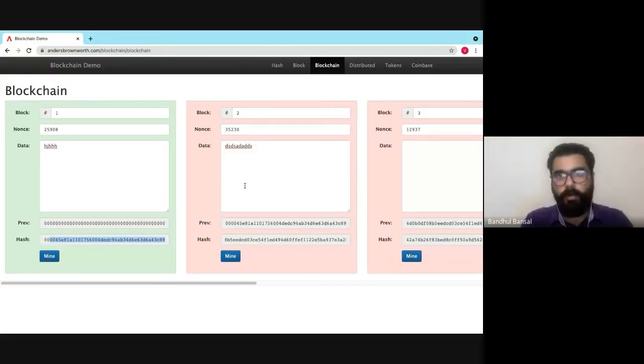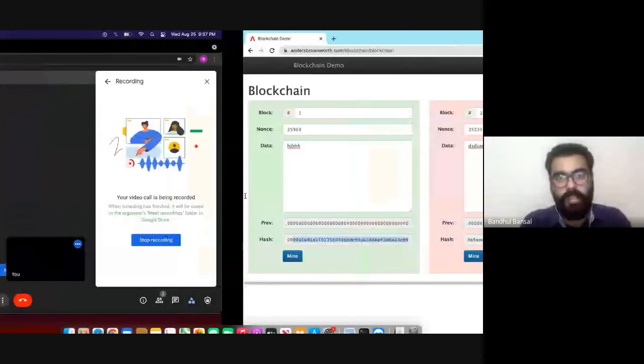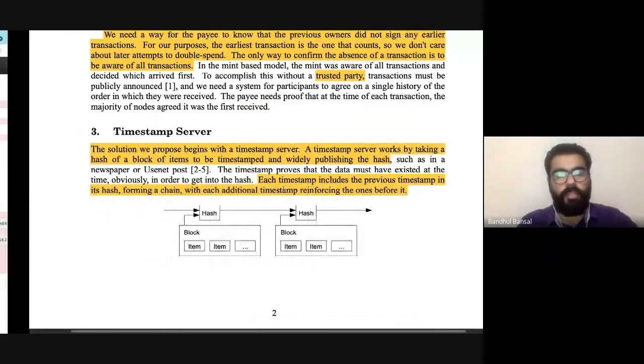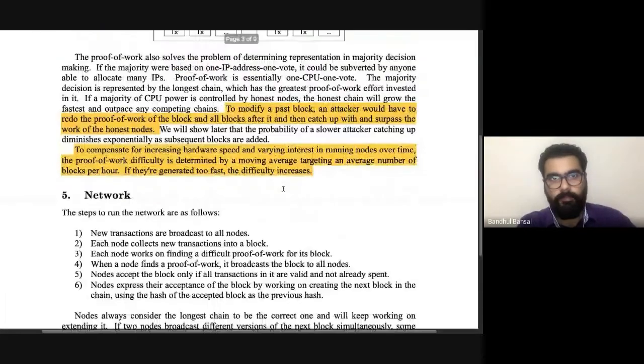So let's have a look at it. Each timestamp includes the previous timestamp in its hash, forming a chain, with each additional timestamp reinforcing the ones before it. So this is what a timestamp server is, right? And then let's continue with proof of work.